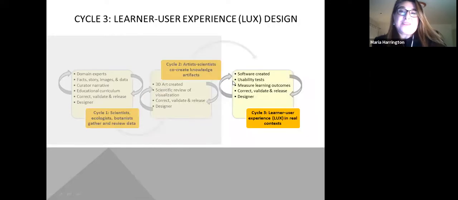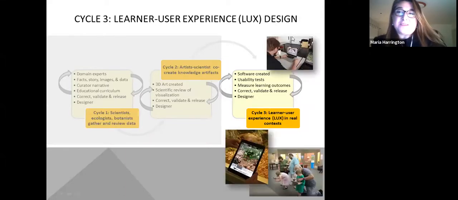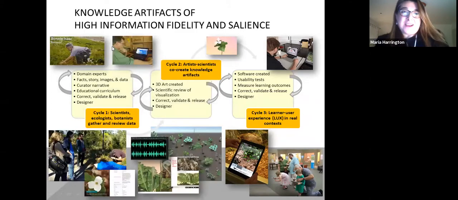The third cycle deals with the software that's being created and usability. And in this process, we are integrating all of the assets, testing it for usability, measuring it for the learning outcomes. Again, it's a highly collaborative, iterative process that is intended to remove error in information. So we want to increase the information fidelity.